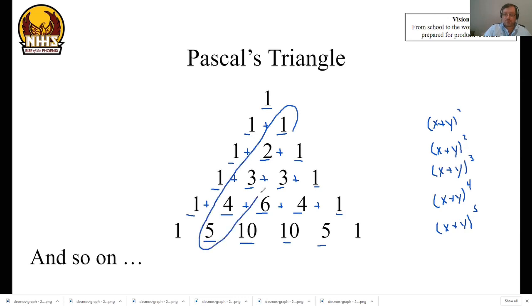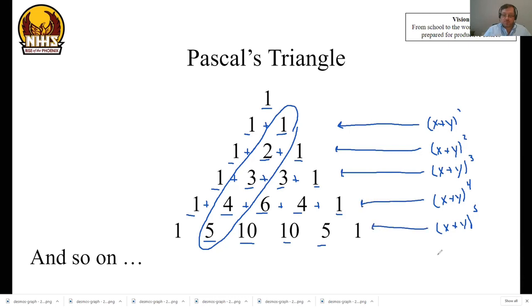Those are your exponents right here. So you can see how I've got it lined up. There's one with the 1, that's with the 2, that's with the 3, that's with the 4, and that's with the 5. So it depends what expansion you're raising it to. But that becomes the row.